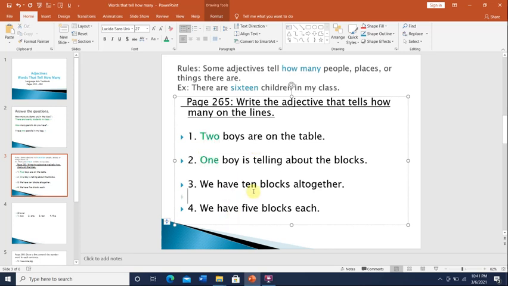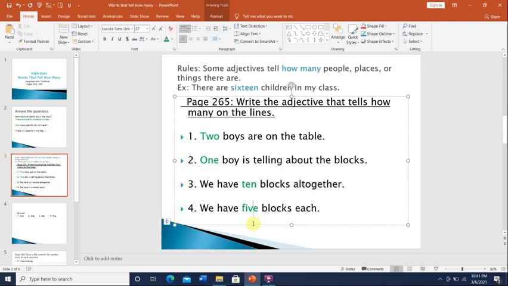Number 3, we have 10 blocks altogether. Which word is telling you how many? 10. Write 10 for number 3. Number 4, we have 5 blocks each. We each have 5 blocks. So 5 is the adjective that tells how many.